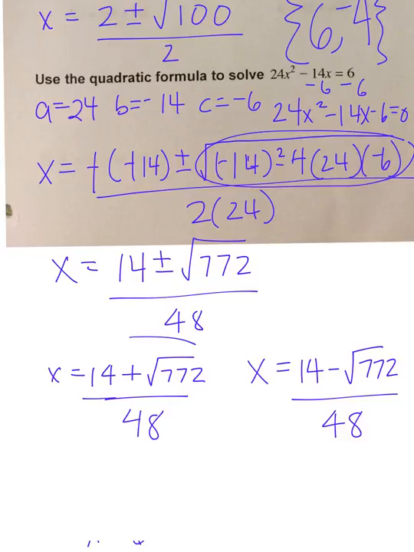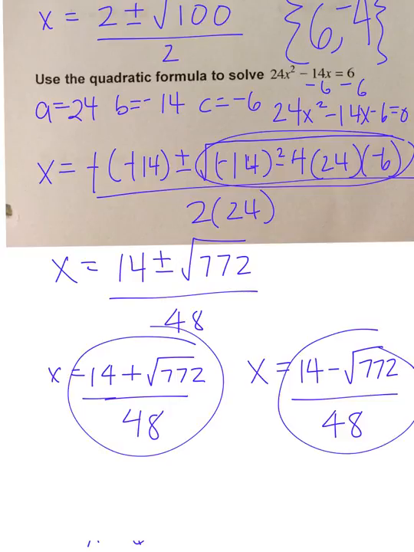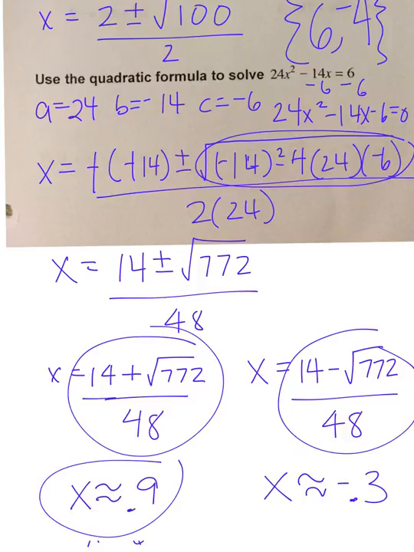All right, when I put this whole thing in my calculator and that whole thing in my calculator, I come up with x is approximately 0.9, or x is approximately -0.3. And those are your two root solutions for that equation.